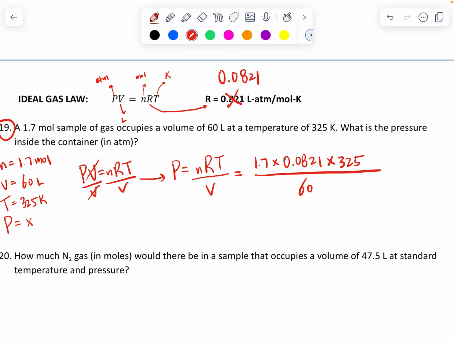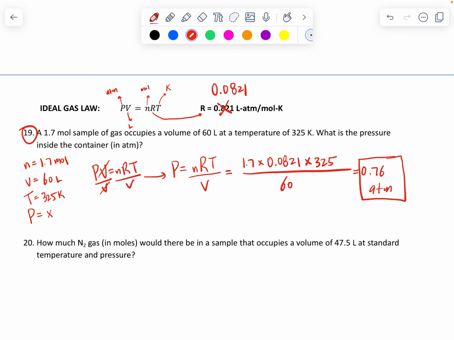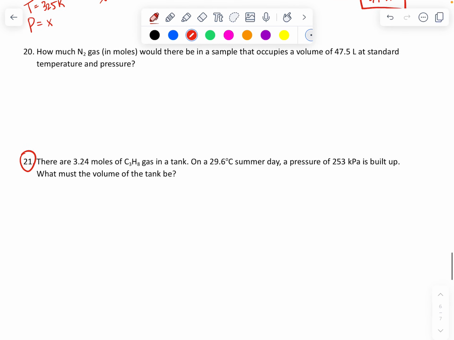1.7 times 0.0821 times 325 divided by 60. That gets me 0.76 ATM. Done. That was pretty simple, right, guys? Okay, let's move on forward. One last question.